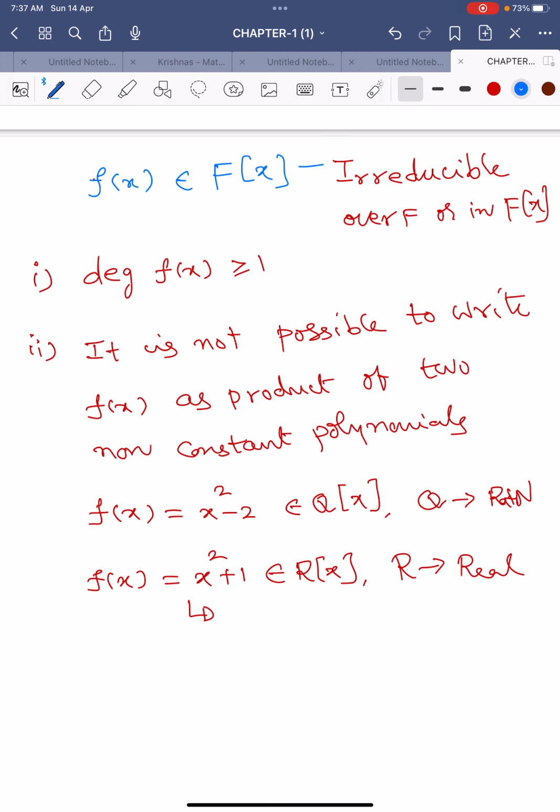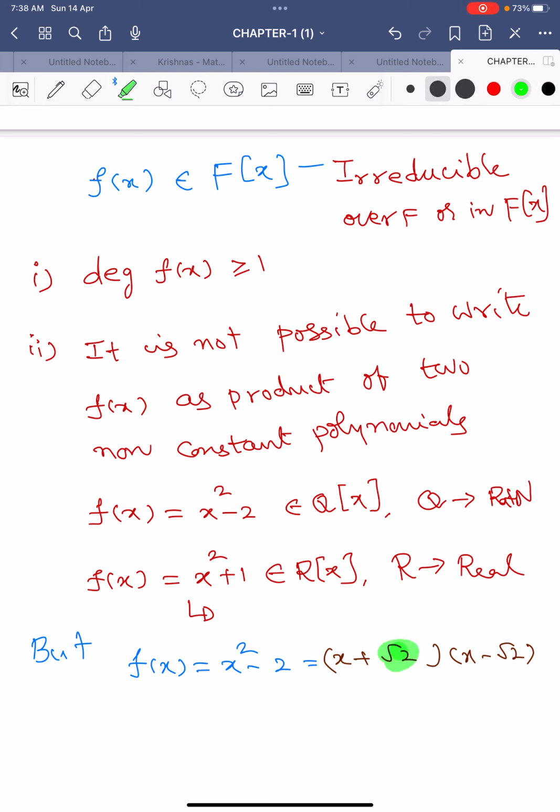But there is an important point to remember. f of x is equal to x square minus 2 can be written like this: x plus root 2 into x minus root 2. But this root 2 is an irrational number. Plus root 2 and minus root 2 are irrational numbers. So x square minus 2 cannot be split over capital Q, because root 2 and minus root 2 are irrational numbers.